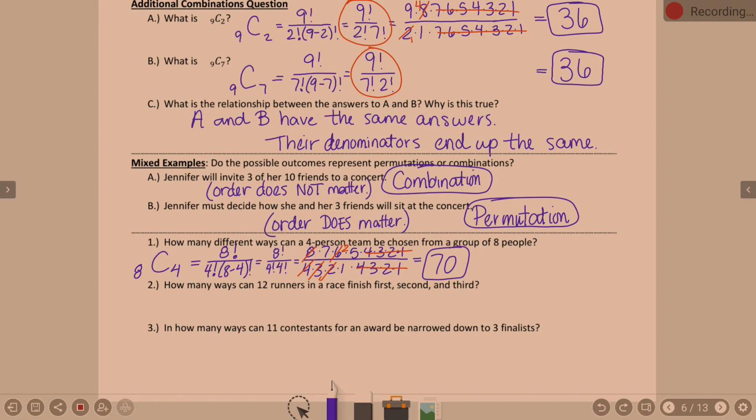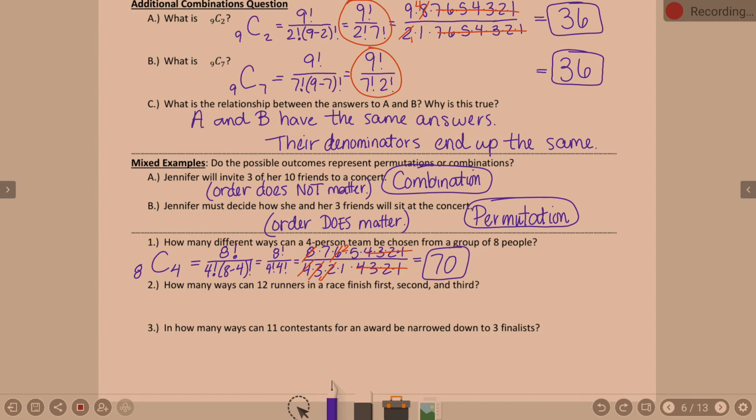Okay, you ready for 2? I think it's permutation. How many ways can 12 runners in a race finish first, second, and third? Permutation. Does order matter? Places. We're talking places. It does matter if you get first, second, or third. Anytime you start talking places, that's assigning positions. You want first, right? You don't want second or third. You want first. There's a difference.